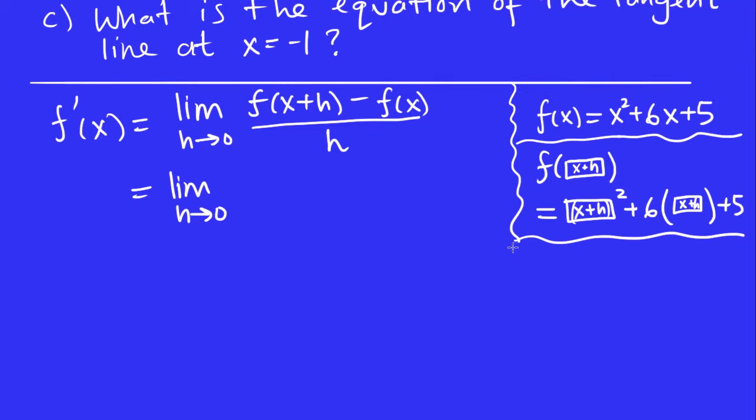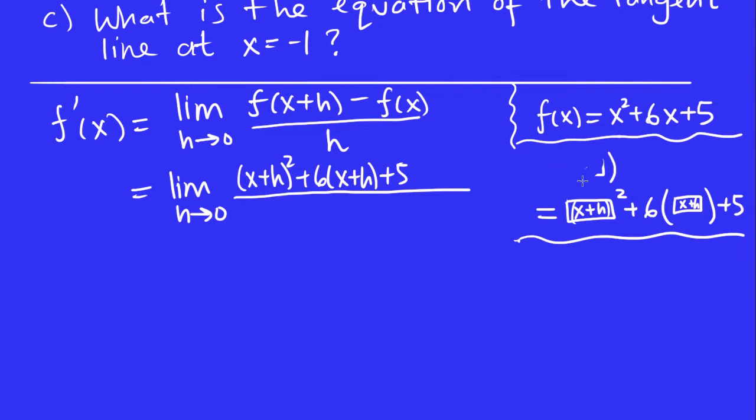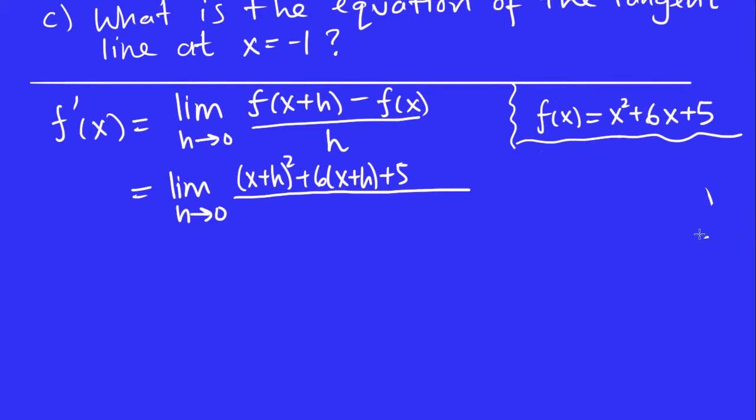So I hope you agree with me that the very first step we should do here is f of x plus h, we should write x plus h squared plus 6 times x plus h plus 5. Now that's just for f of x plus h. We still have to minus f of x. I think I can erase this now because I made my point. I might as well erase this as well.